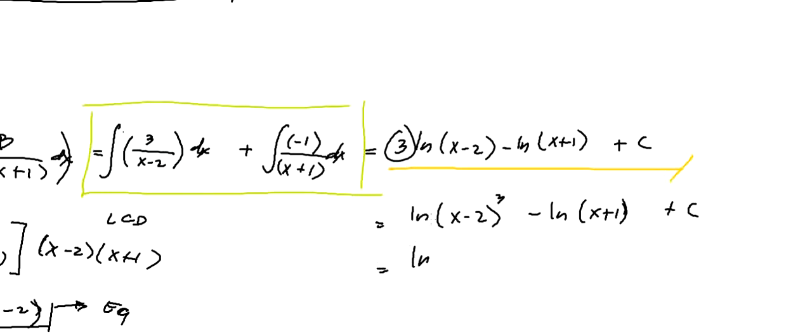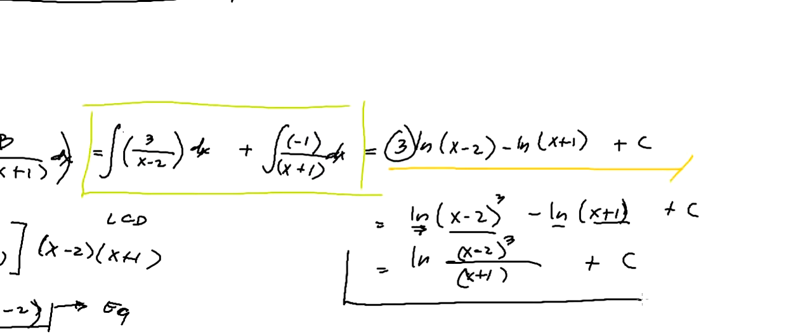And we say that if we have ln minus ln, we need to make a division, wherein this part is our numerator and this part here is our denominator. So all in all, our final answer is ln of the quantity (x minus 2) cubed all over the quantity (x plus 1), plus c.